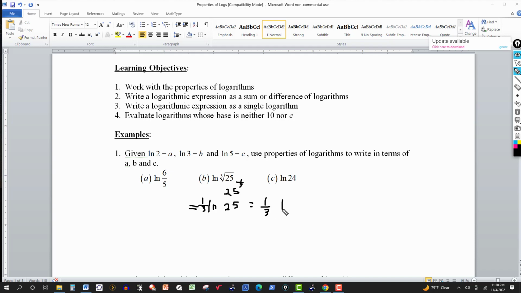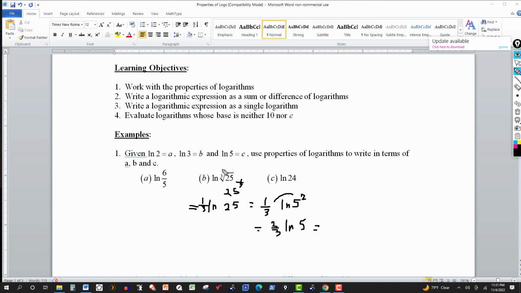And we write this as 25 can be written as 5 squared. So once you have the log of a number to a power, you can take that power and then make it a coefficient. So this 2 comes out and multiplies the 1/3. So it's 2 times 1/3 is 2/3. And that becomes natural log of 5.